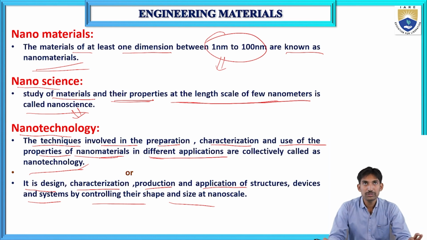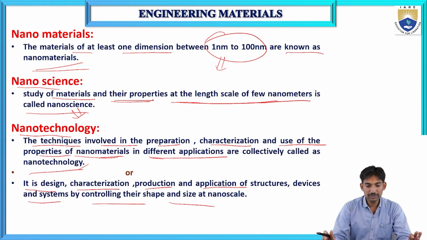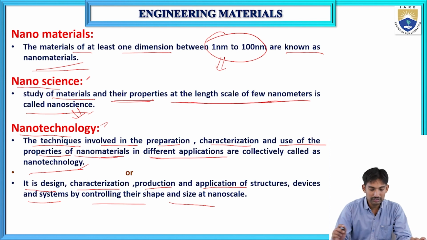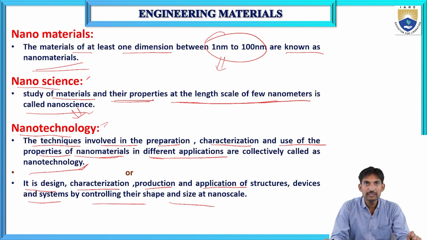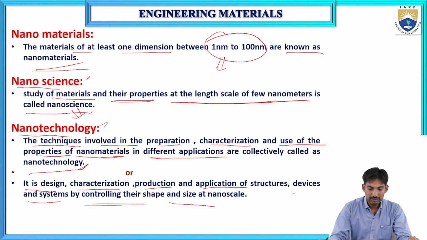What is meant by nanomaterial? The materials of at least one dimension between 1 to 100 nanometers are known as nanomaterials. What is meant by nanoscience? Study of materials and their properties at the length scale of few nanometers is called nanoscience. What is meant by nanotechnology? The techniques involved in the preparation, characterization and use of the properties of nanomaterials in different applications are collectively called nanotechnology. The other definition is the design, characterization, production and applications of structures, devices and systems by controlling their shape and size at nanoscale. This is the definition for nanotechnology.